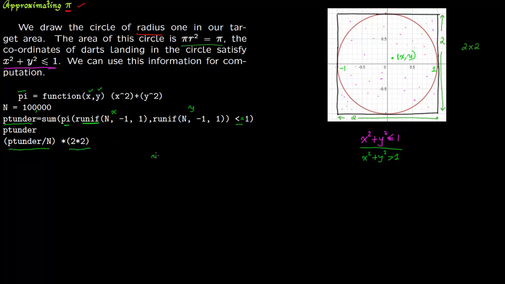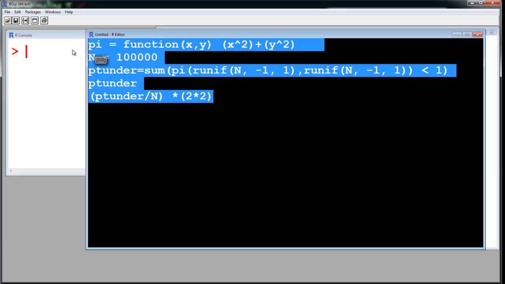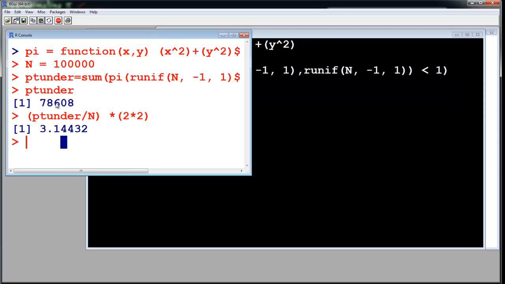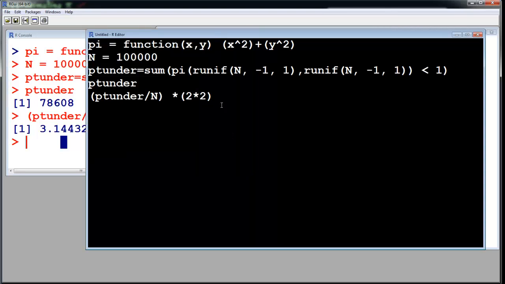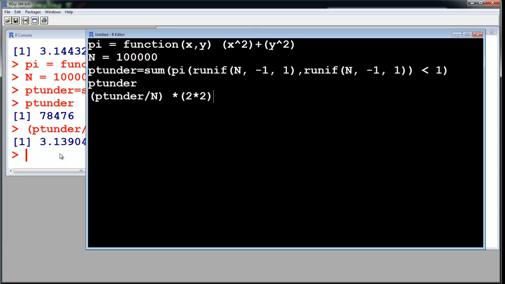We know that the approximate value of pi is 3.14. So let us do the Monte Carlo method and see what comes out. Let us run this. You see, out of 100,000, 78,608 points lie inside the circle, and our answer comes out to be 3.144. You can do this a couple of times. Every time you do it, you will get a different answer. Now you get 3.139. So it will always fluctuate around 3.14.